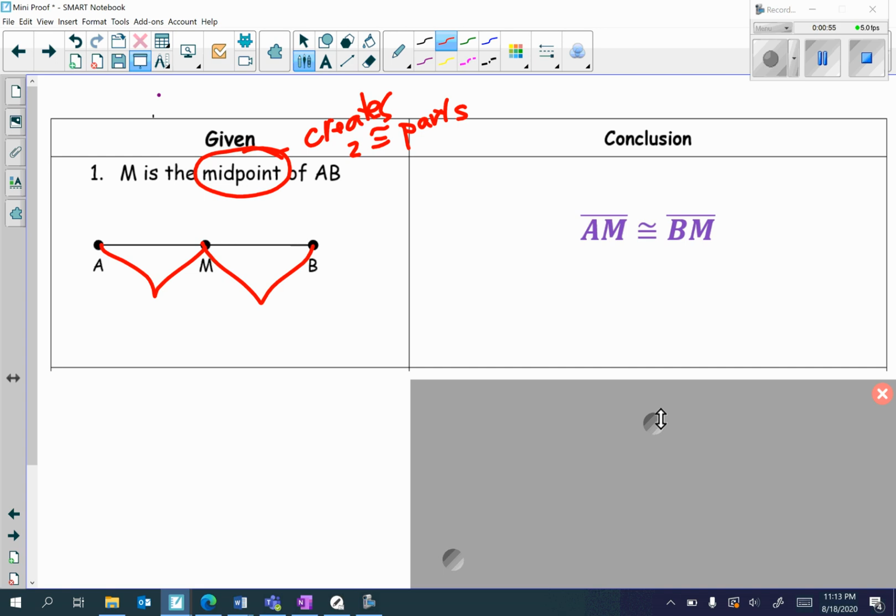AM congruent to BM. And remember, this symbol, the equal sign with the squiggly line or tilde on top, means congruent. And congruent means exactly the same. So with these different types of questions, it's important to locate the keyword, circle it, write the definition, and then make your conclusion.